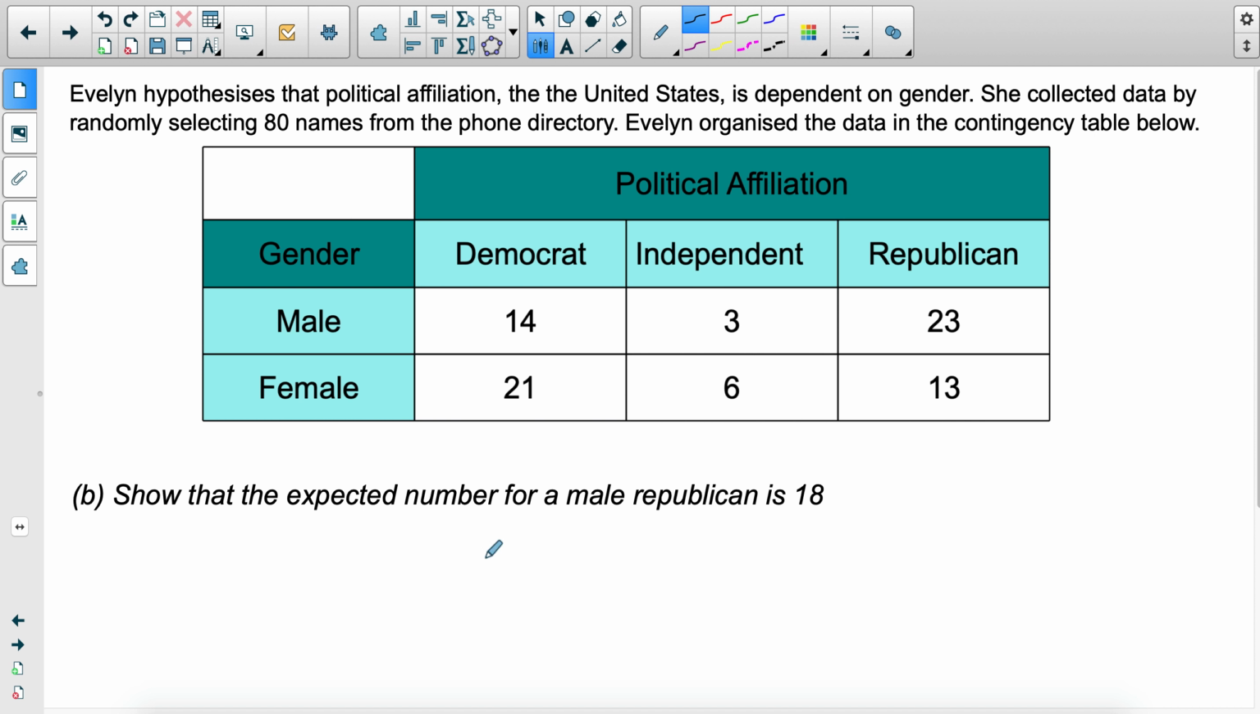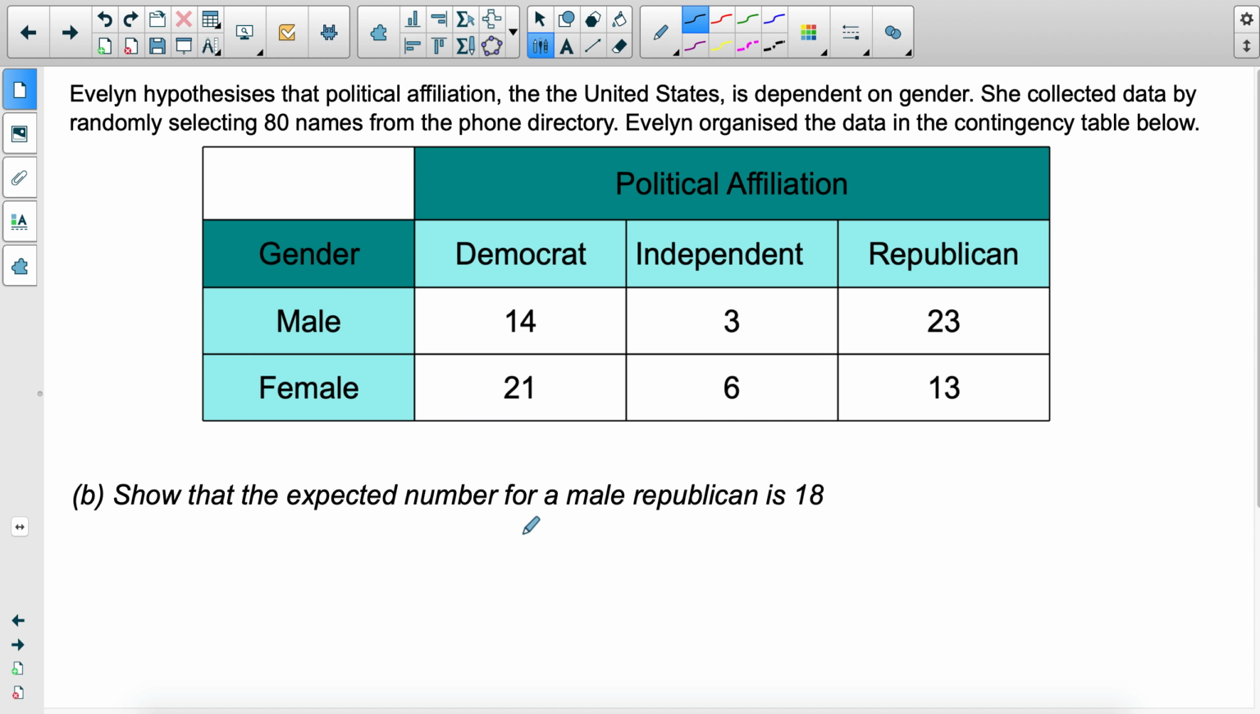Next, Part B's are usually about finding the expected number. So the expected number is when they want you to find the values that you are expected to find if the two data sets are independent. It's a bit of a complicated definition. If you're not comfortable with knowing the definitions, you can skip ahead, but it's trying to balance out all these numbers so that in the theory world, all the males and the females will have an equal spread through Democrat, Independent, and Republican.